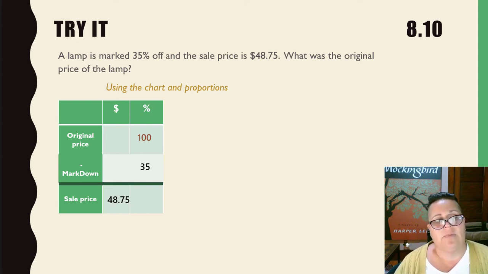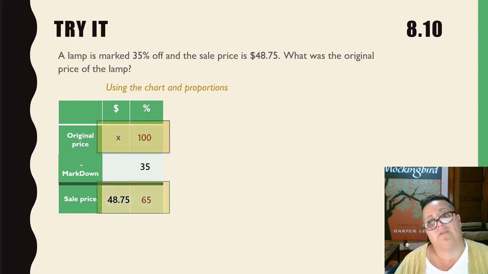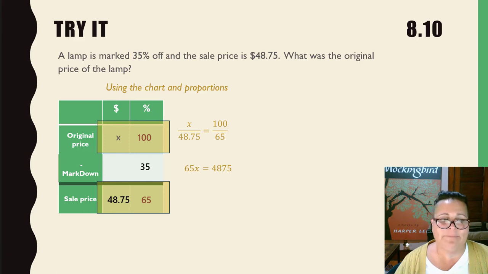Now, in the third column there, I have 100 and 35. I know that those two should be subtracted. That leaves me with 65% as the sale percent. So 65% is the same as the $48.75. I'm trying to find the original price, so that's my X value. The proportion is once again going to use the first row and the last row. When I do that, I have X over 48.75 is 100 over 65. Cross multiply. So 65X is 4875 and X is $75.